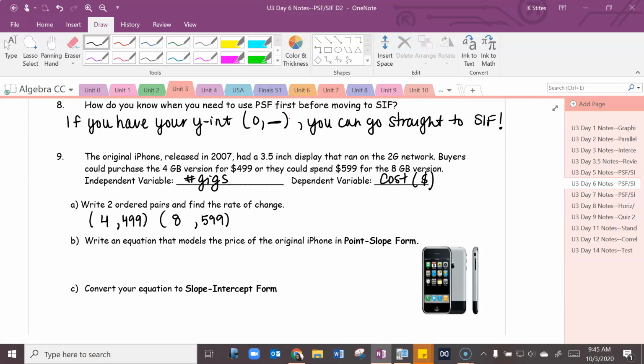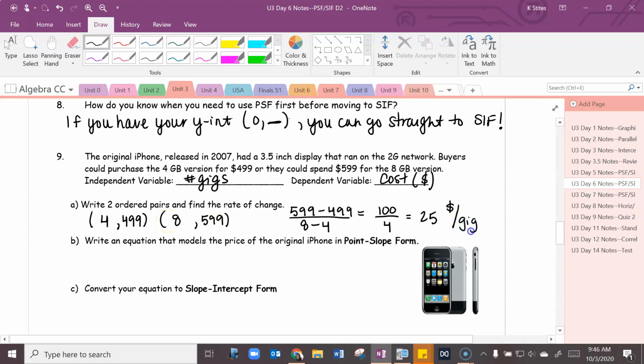That's just a fancy way of saying slope. So y2 minus y1 over x2 minus x1. $5.99 minus $4.99 is just 100. 8 minus 4 is 4. 100 over 4 is 25. And what would be your unit for this? Well, we did y over x. The y was the cost, so that's dollars per, and the x's we're talking about gigs. So $25 per gig. That's what we're dealing with here.